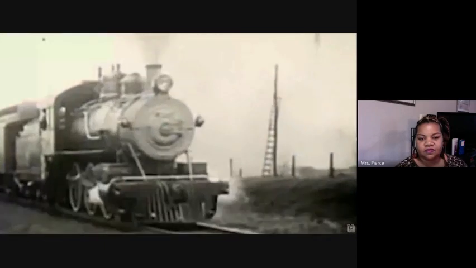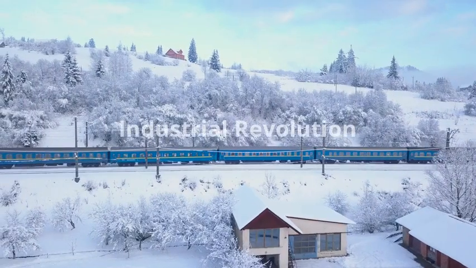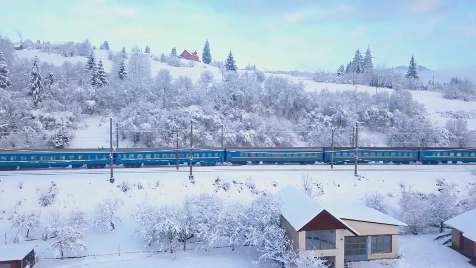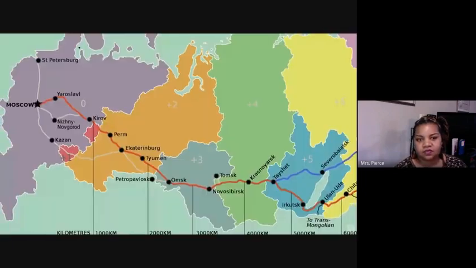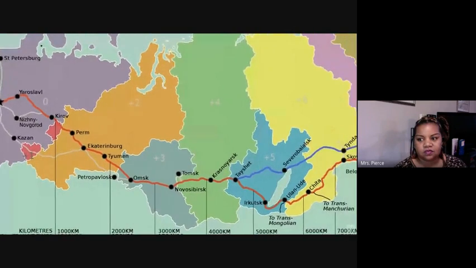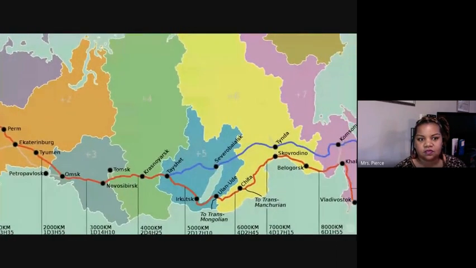Example number 2, locomotives. Lay some railroad tracks, shove a steam engine in a locomotive, and that thing could pull crazy amounts of goods back and forth across a landmass. And again, this had some major effects. In Russia, the completion of the Trans-Siberian Railroad meant a flourishing trade with eastern states like China.